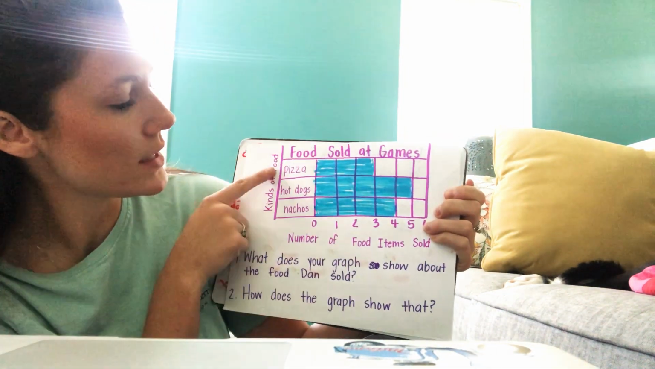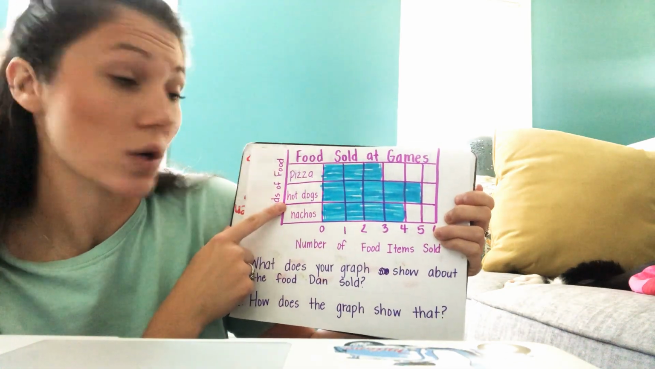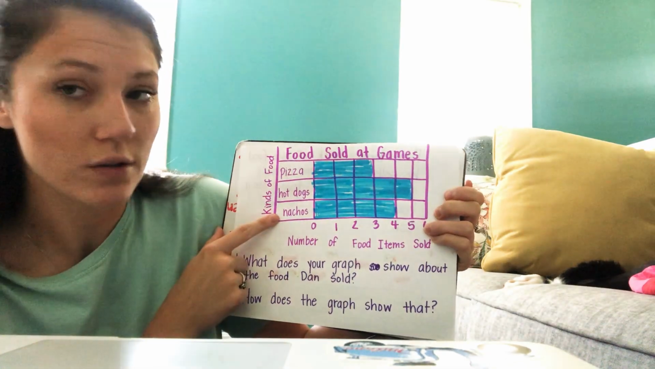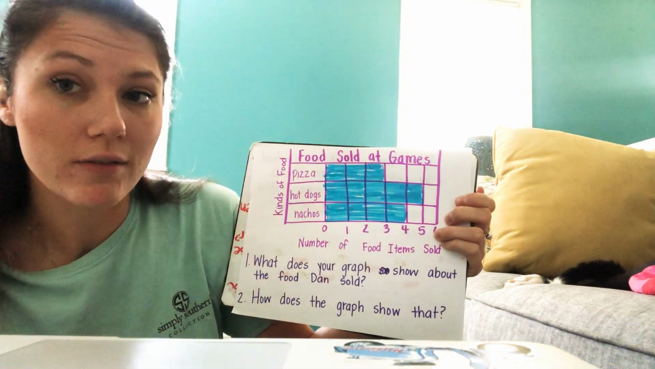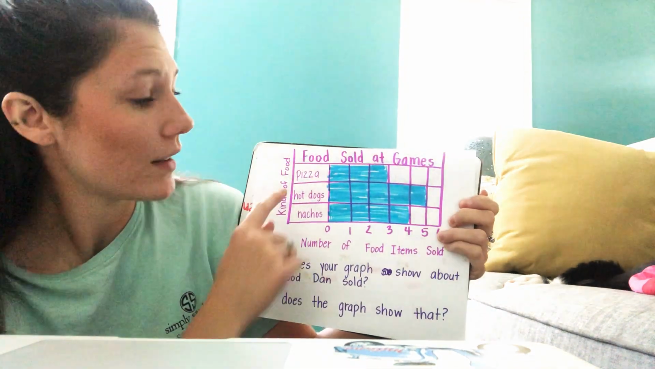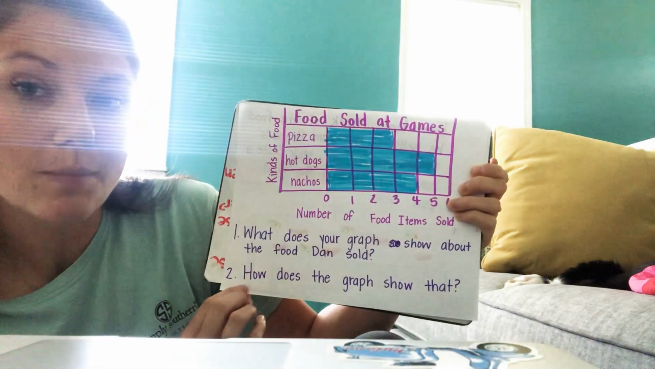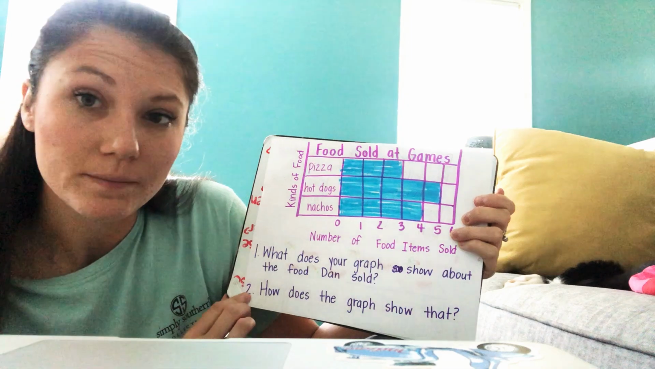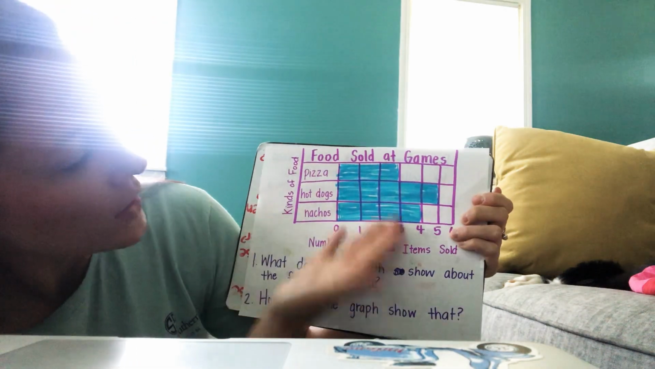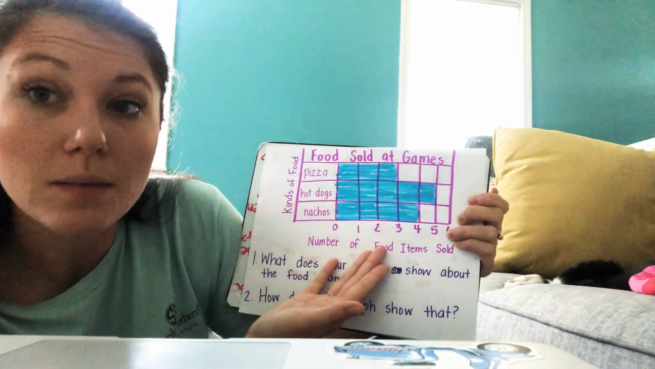It also shows us what types of food he sold. He sold pizza, hot dogs, and nachos. And it shows us what he sold the most of. And what was it? Hot dogs. So down here at the bottom, the second question says, how does the graph show that? Well, we can just look and see which bar has the most.